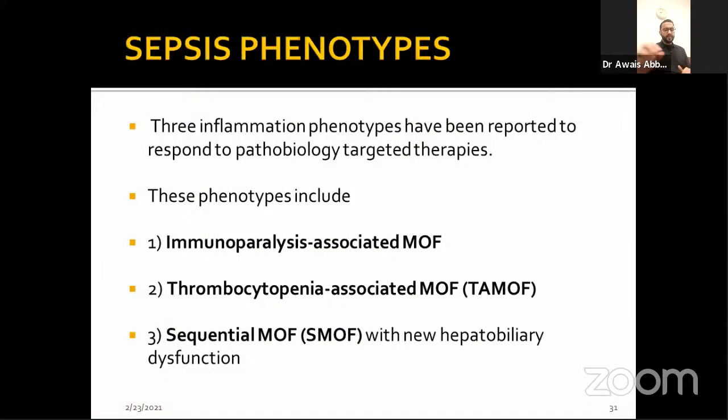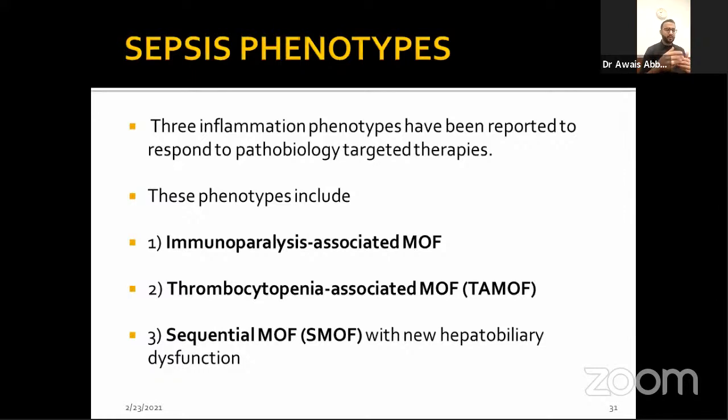So three inflammation phenotypes have been reported to respond to pathobiologically targeted therapies. We have three described inflammation phenotypes. The first one is immunoparalysis associated multi-organ failure. Second is thrombocytopenia associated multi-organ failure, we call it TAMOF. And the third is sequential multi-organ failure that encompasses a new hepatobiliary dysfunction.